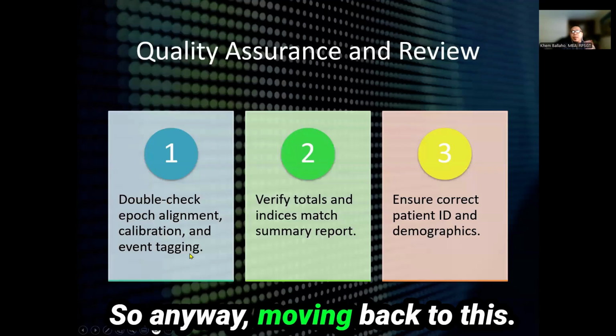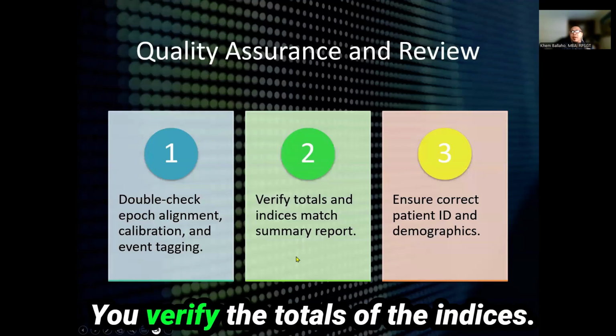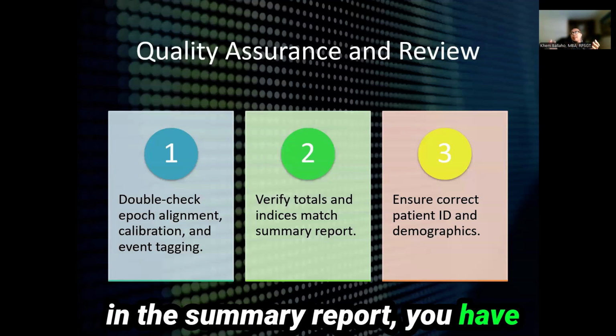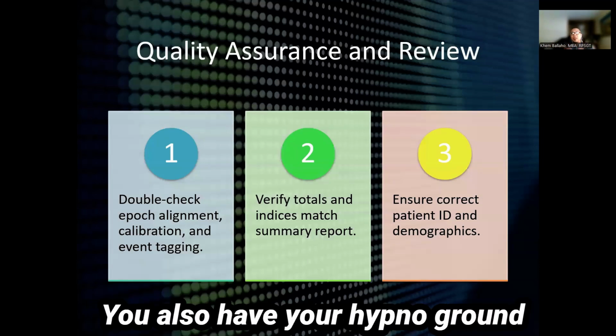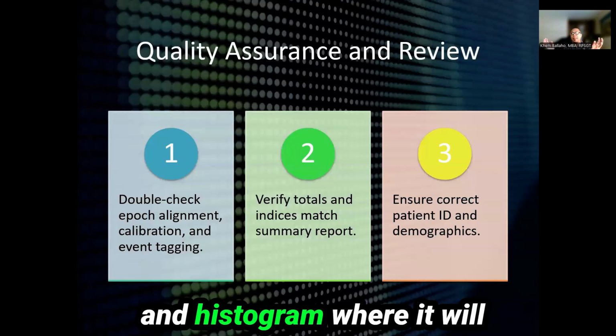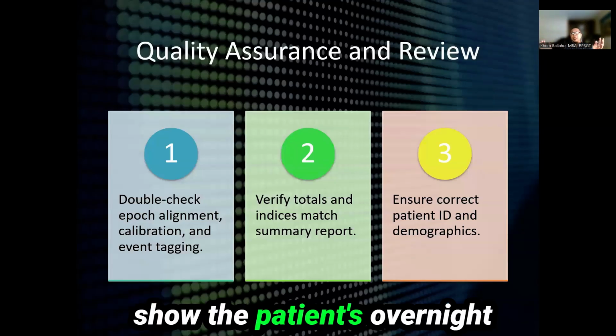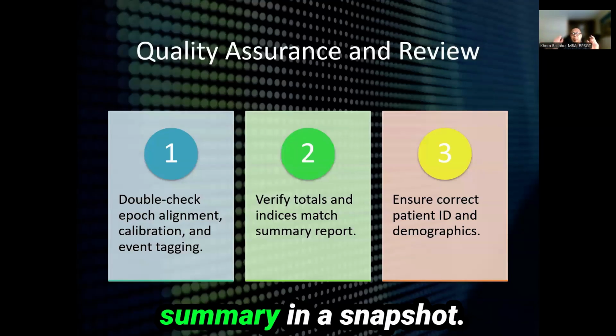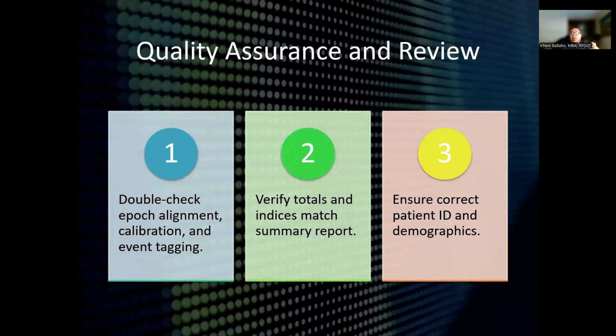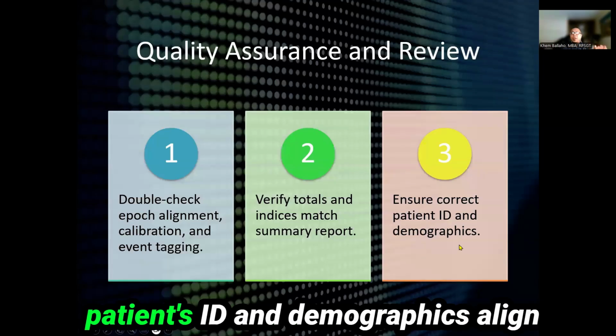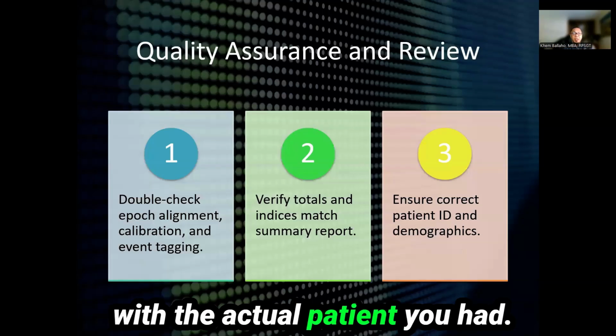So anyway, moving back to this, you verify the totals of the indices. In the summary report, you have your AHI, RDI, etc. You also have your hypnogram and histogram, where it will show the patient's overnight summary in a snapshot. And then you ensure that the patient's ID and demographics align with the actual patient you had.